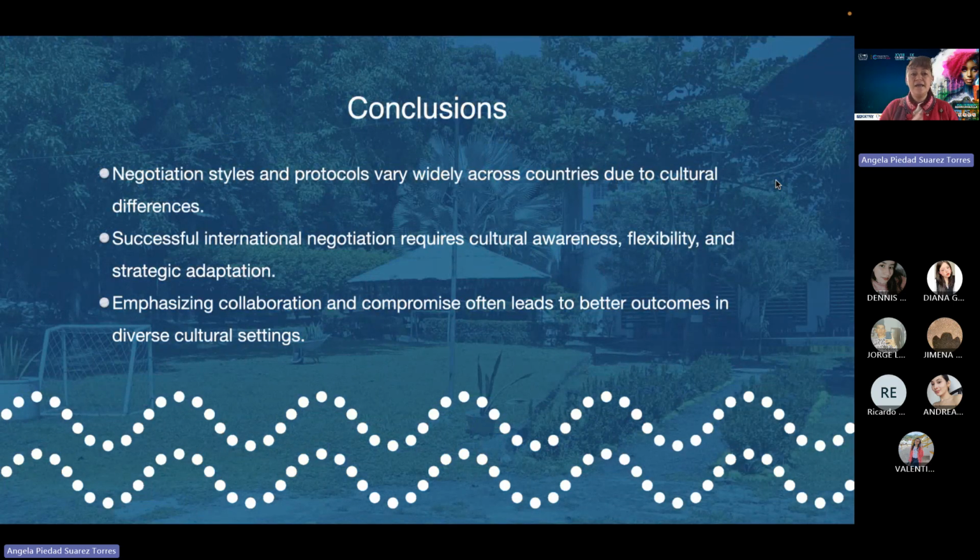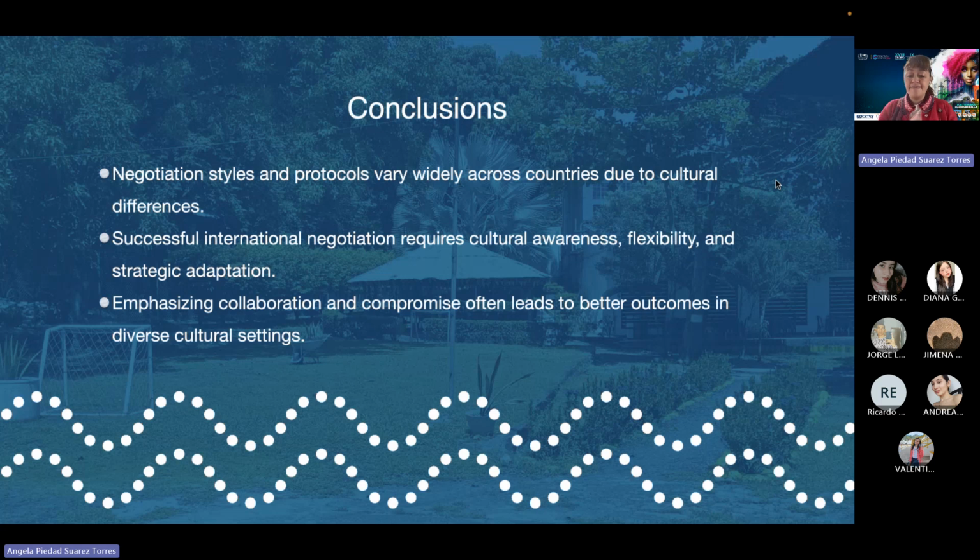So, some conclusions by now: negotiation styles and protocols vary widely across countries due to cultural differences. It's very important. Just look at our country, which is different from region to region. Successful international negotiation requires cultural awareness, flexibility, and strategic adaptation. Emphasizing collaboration and compromise often leads to better outcomes in diverse cultural settings.